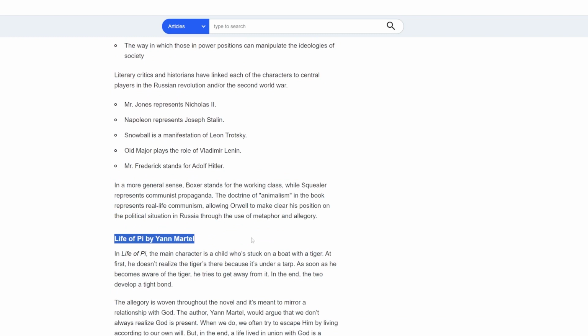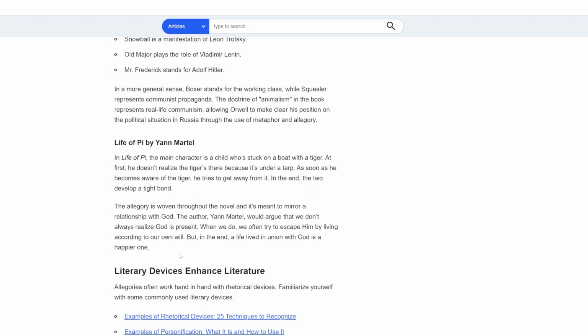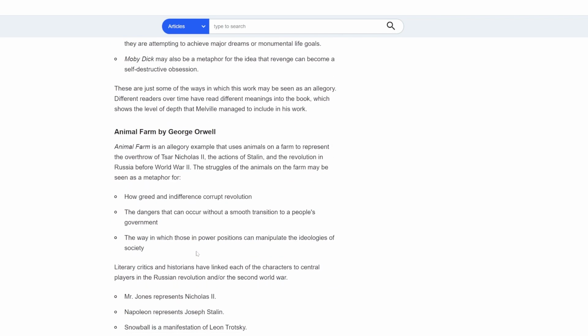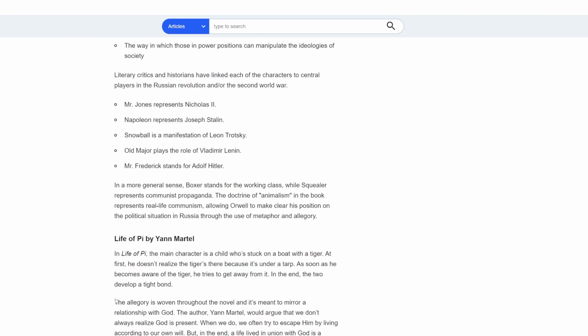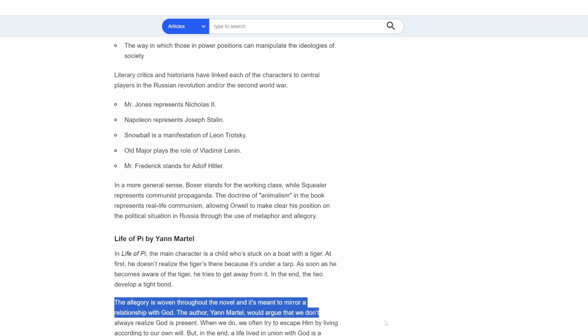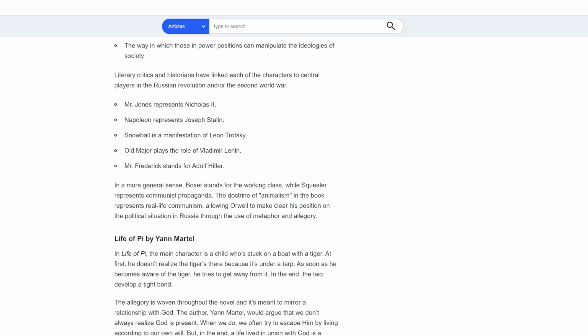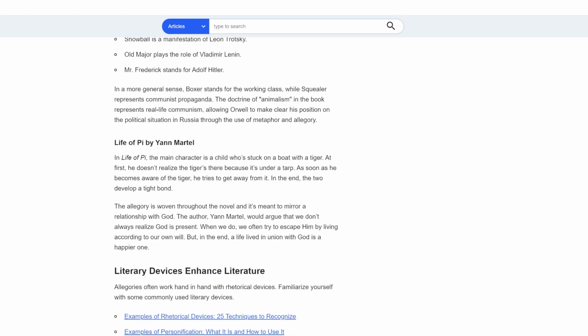So now Life of Pi, I'm actually not really familiar with this story. I don't really have a whole lot to say about this particular one, and there's not a lot when it comes to different elements. But according to this article, the allegory woven through the novel is meant as a mirror of the relationship with God. The author, Yann Martel, would argue that we don't always realize that God is present. When we do, we often try to escape him by living according to our own will. But in the end, a life in union with God is a happier one.